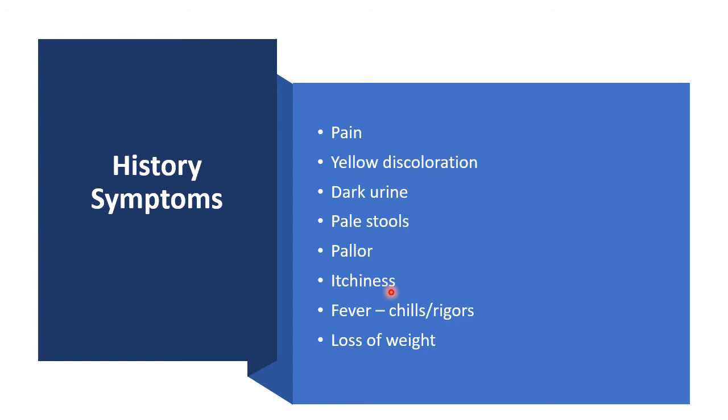Itchiness due to obstructive jaundice, from deposition of bile acids or bile salts under the skin. Fever if there's secondary infection of these bile ducts, leading to chills and rigors. And loss of weight, which is very significant in patients with cholangiocarcinoma, carcinoma of the head of the pancreas, or periampullary tumors.